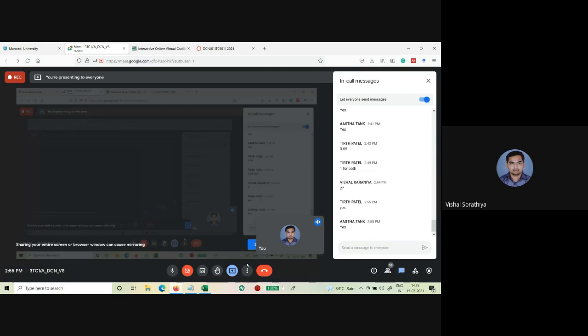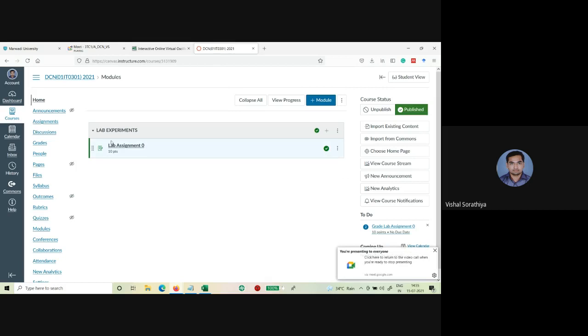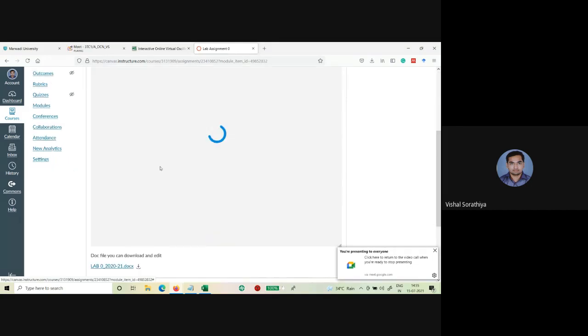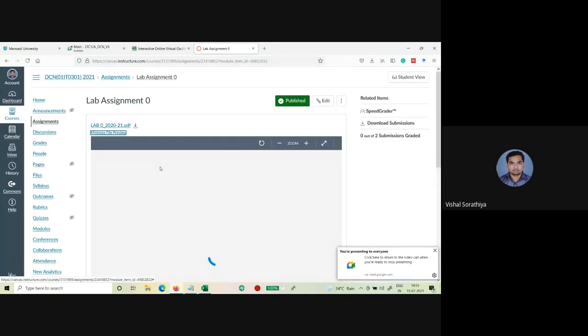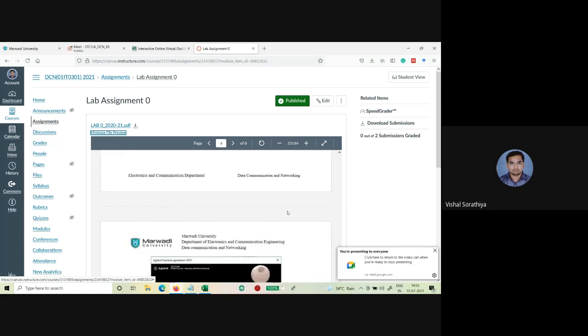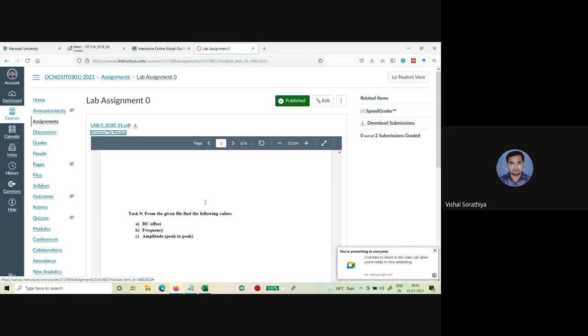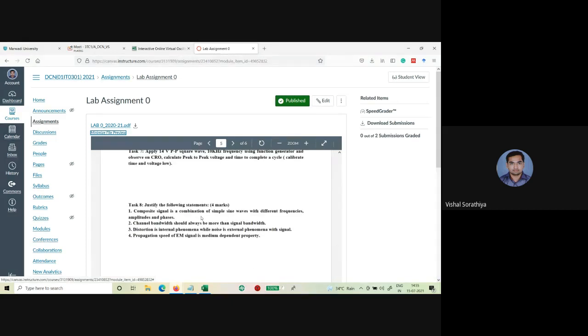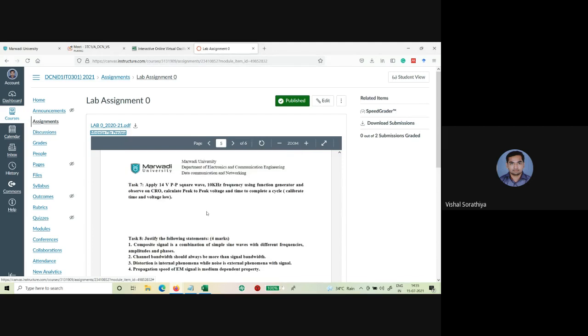So now there is an overall stuff that I have given to you: what is an oscilloscope, what is a DSO, and all the things. Now you need to go to lab assignment 0. Let's open lab assignment 0. Out of this lab assignment 0, you need not attempt task number 9. Leave task number 9. For the rest of the tasks, you need to appear.